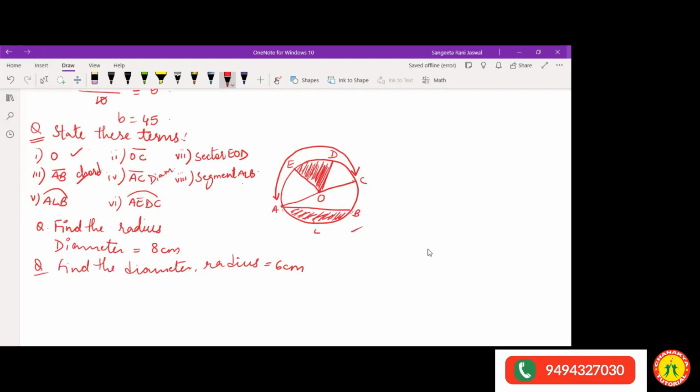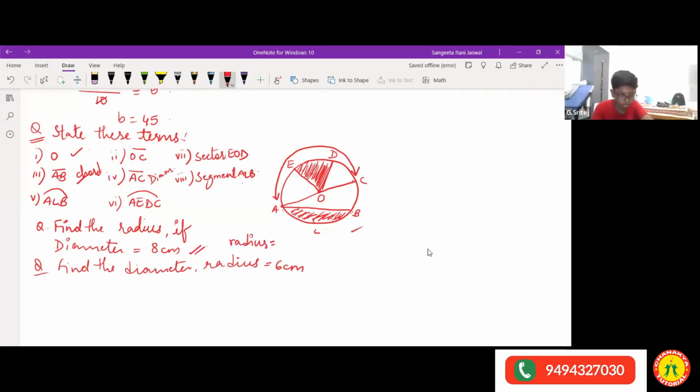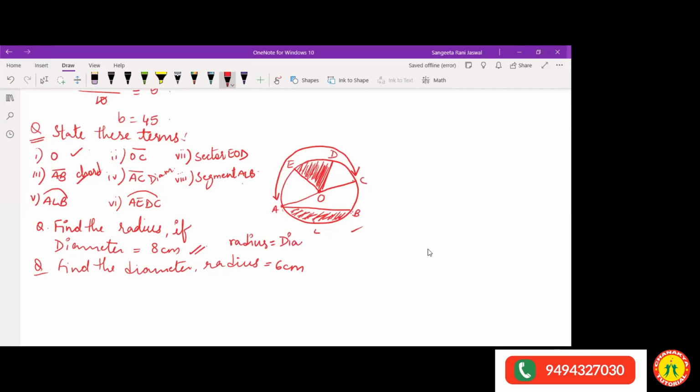Okay. Now, next question is, children, find the radius if the diameter is given 8 centimeters. One radius is 4 centimeters. Yes. The radius will be? Ma'am, it will be 4 centimeters. Yes. So, radius is always half of the diameter. If this is 8, then this will be 4 centimeters. Okay, Lasya. Radius is half of the diameter.